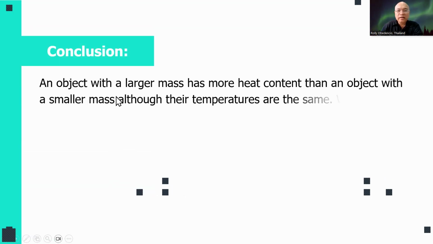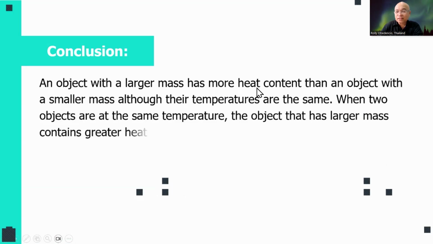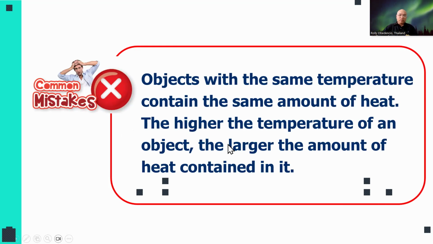Conclusion. An object with a larger mass has more heat content than an object with a smaller mass, although their temperatures are the same. When two objects are at the same temperature, the object that has larger mass contains greater heat energy. We have these common mistakes.